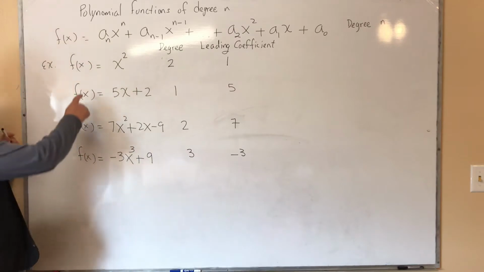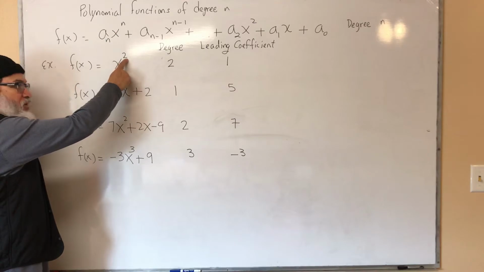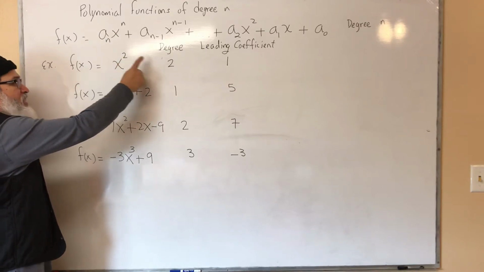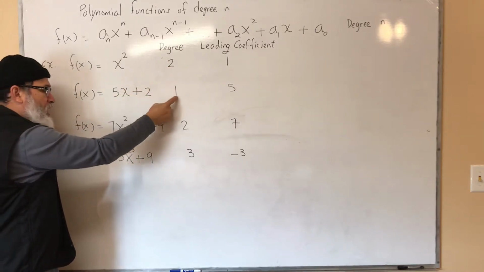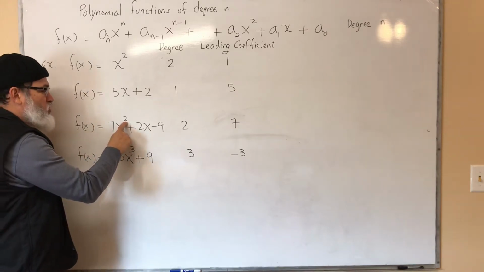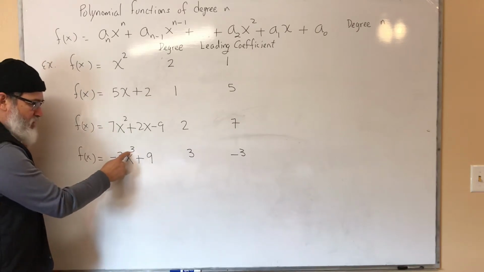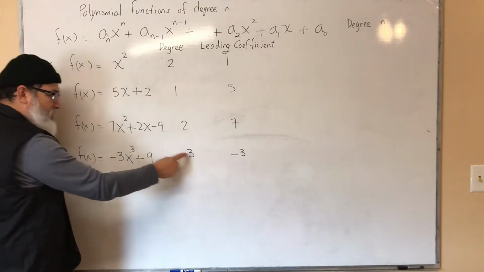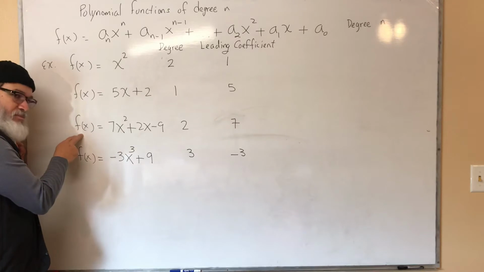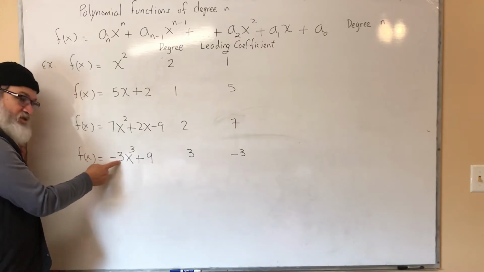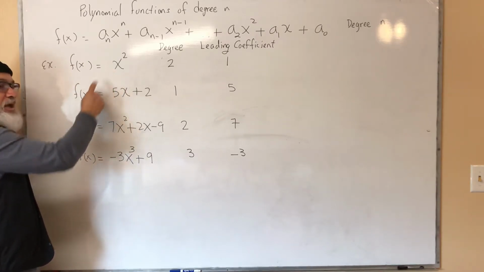Note, the degree of the polynomial function is the greatest power. In this case, the greatest power is 2. That's the degree of 2. Greatest power is 1, degree of 1. The greatest power is 2, the degree is 2 for this polynomial function. The greatest power is 3, the degree is 3. Look at this leading coefficient. We call this number 7 the leading coefficient of this function. The leading coefficient here is negative 3. Leading coefficient is 5. The leading coefficient is 1. Okay?